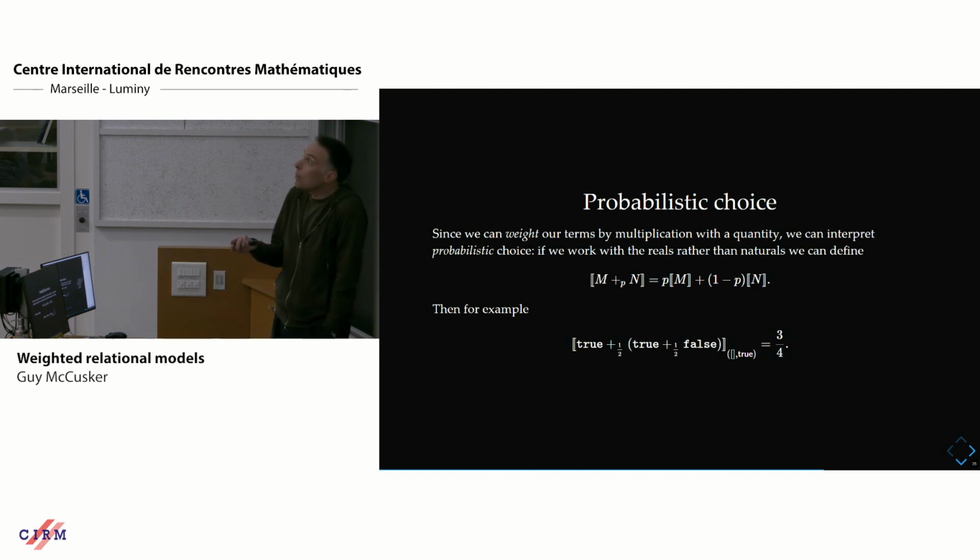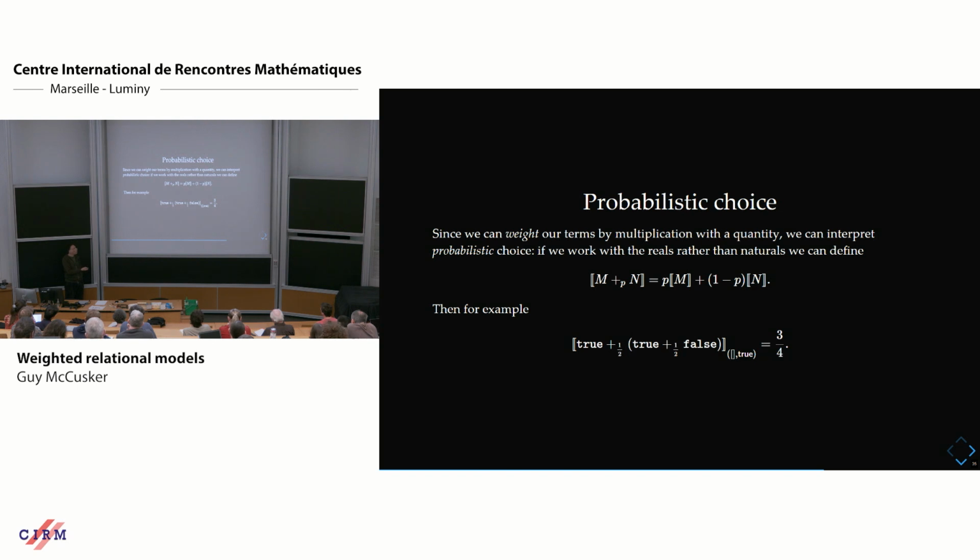So that means we can interpret probabilistic choice if we want to. Supposing we work with the reals rather than the naturals, then fix some probability p, and you can make the probabilistic choice of m and n like this. You multiply the matrix for m by p, you multiply the matrix for n by 1 minus p, you add them together and you're done. And couldn't be easier. So for example, this term here would give you the output true with weight 3/4, because you get a half from the left-hand side and then a half of a half from the right-hand side, and you see how this is going.